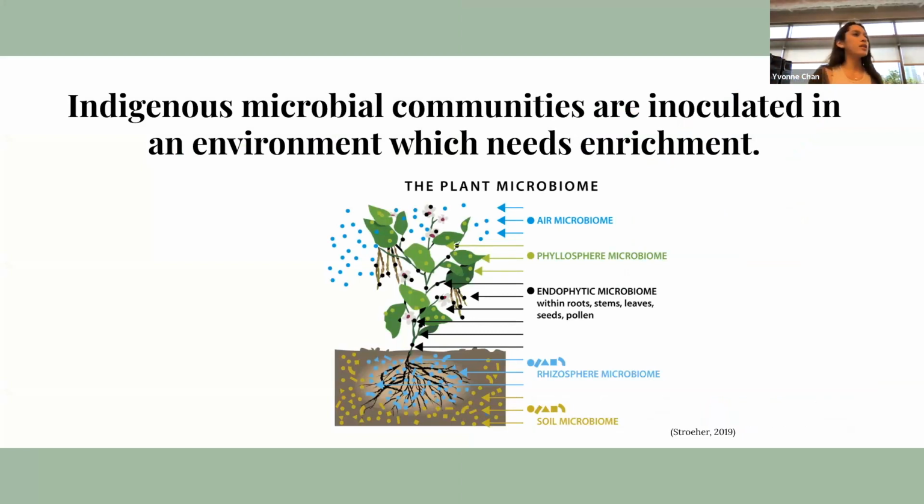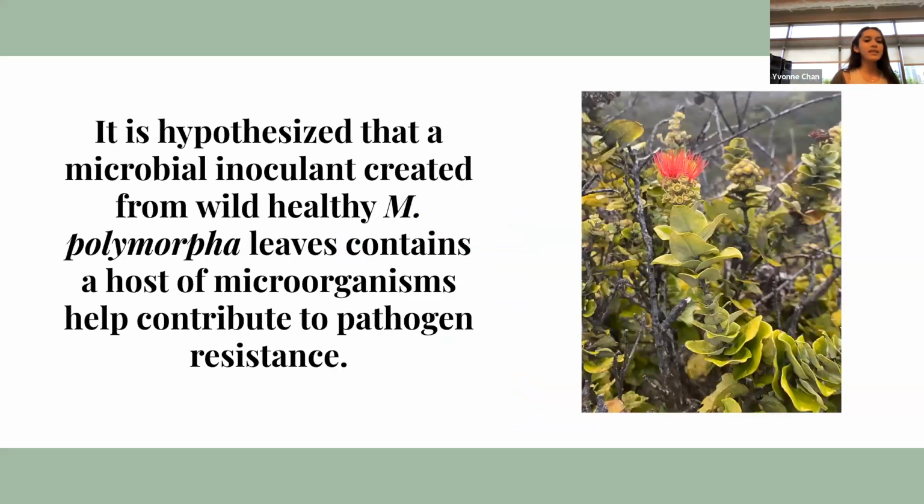The plant microbiome is made up of so many things, from the air microbiome to the phyllosphere microbiome to the endophytic microbiome. And so I was specifically focusing on the foliar microbiome, which is the microorganisms that live in and on the leaves of an Ohia lehua plant. And so helping to increase the diversity in a microbial community can help the plant have better pathogen tolerance. So it is hypothesized that a microbial inoculant created from wild, healthy Metrosideros polymorpha leaves, or Ohia lehua leaves, contains a host of microorganisms that can help contribute to pathogen resistance.